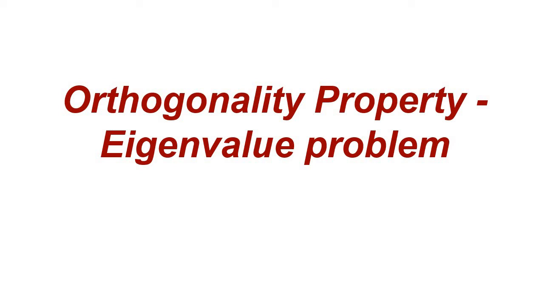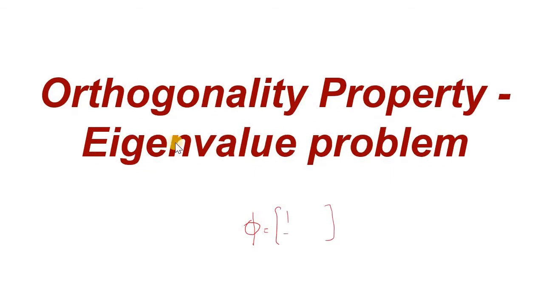So this class is about the orthogonality property of the mode shape. Last class we studied how to draw the mode shape. That is, we discussed that the mode shape vector is represented by phi. If it is a two-degree-of-freedom problem, we will get something like 1, 1.5, then 1, minus 1.7, or it may be positive. So we have discussed how to calculate this in a 2 degree of freedom MDOF system.